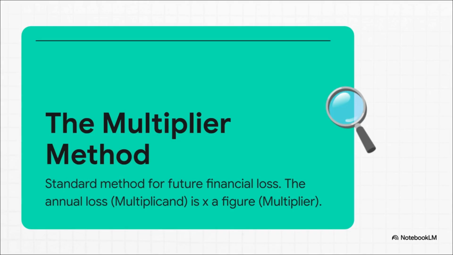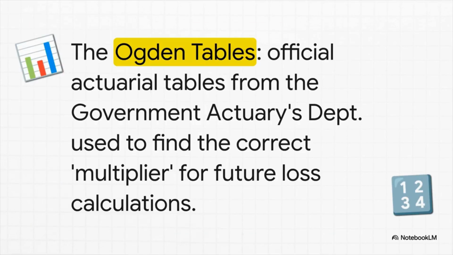Simple as that. But where does this multiplier number come from? Well, the answer is the Ogden tables. These are the official government-issued actuarial tables, and they are an absolutely essential tool, both for lawyers in the real world and for you trying to ace this exam.